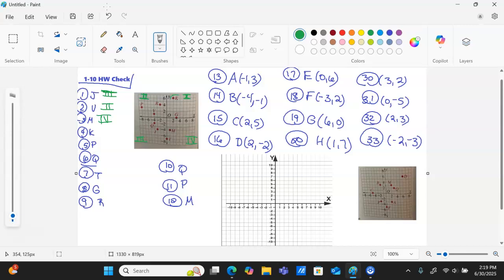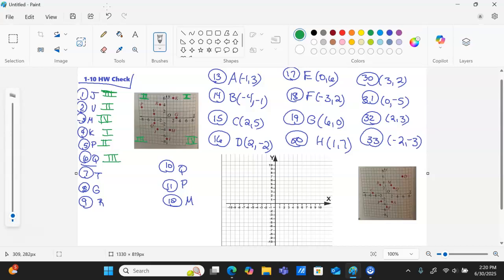K is right here. So that's quadrant 1. P is right here. That's quadrant 2. And then Q is right here, and that's quadrant 3. So in those, you didn't have to know how to plot points. You just had to find the letter. And what they're checking here is, do you know the order of the quadrants? So again, starting in the top right corner, going counterclockwise 1, 2, 3, and 4.